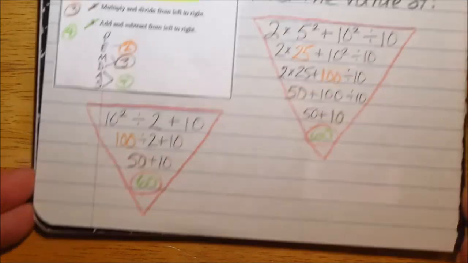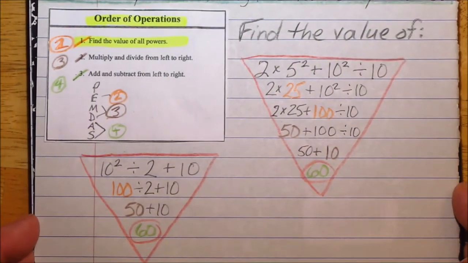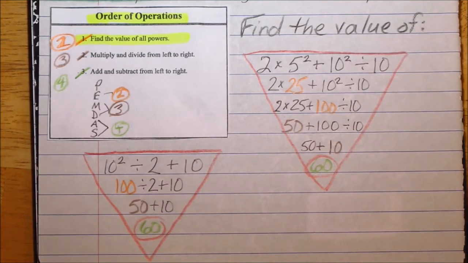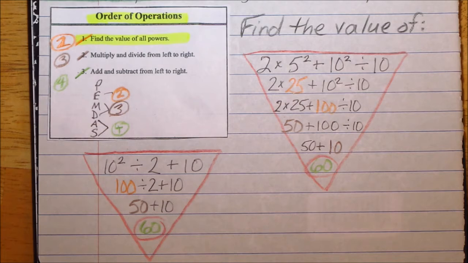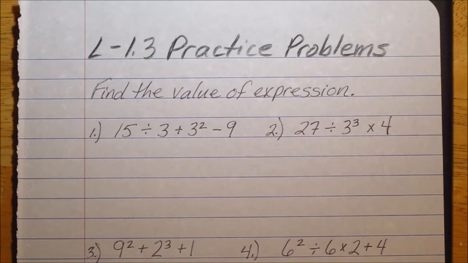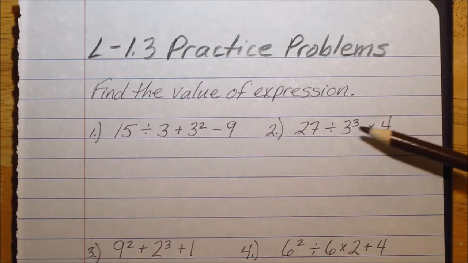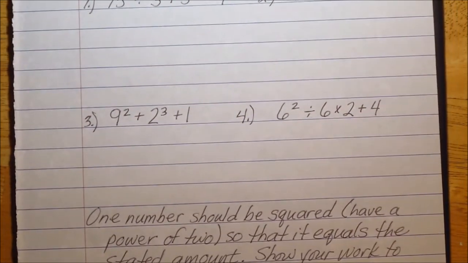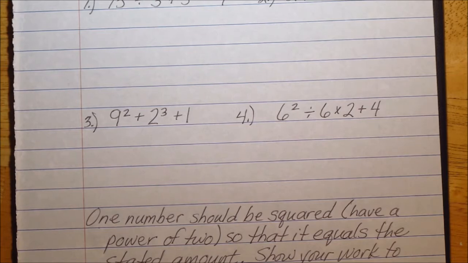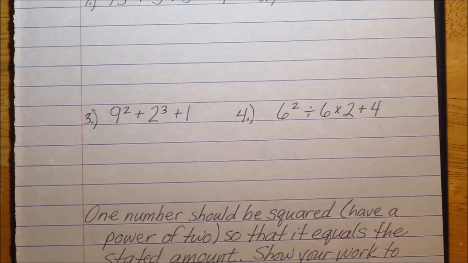And that's it. Okay, those are the notes for lesson 1.3. So we can go on to the practice problems, and you can make sure that you're ready for this and you know what you're doing. Okay, so lesson 1.3 practice problems. We have find the value of the expressions. Same thing we did in the notes on those two example problems. I give you 4 different problems, these two and these two, to work out. Remember, step by step, you should have PEMDAS triangles on all 4 of those.